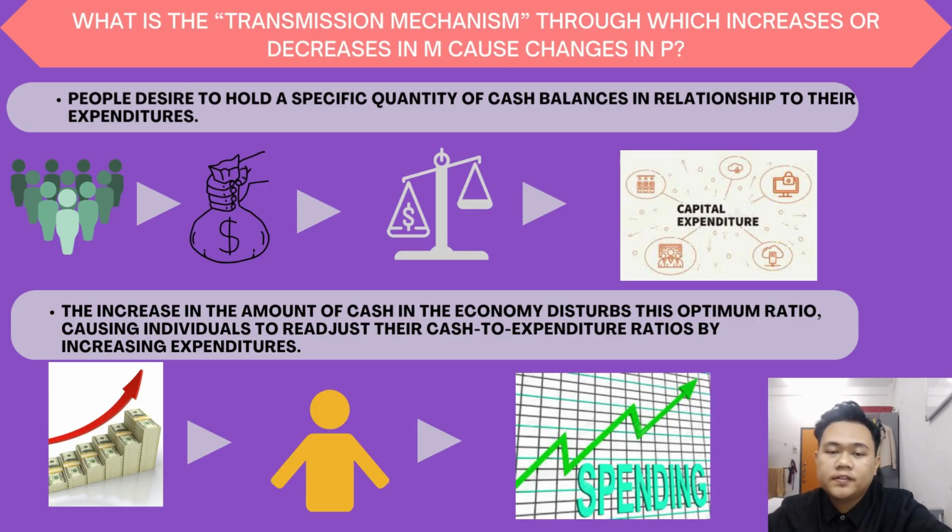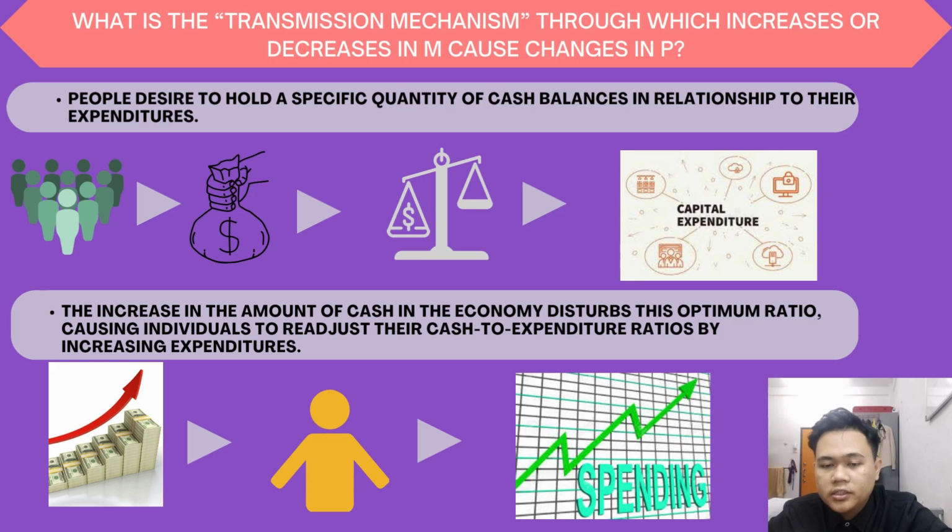Okay, we move to the next slide. What is the transmission mechanism through which an increase or decrease in M causes a change in P? Firstly, people desire to hold a specific quantity of cash balance in relationship to their expenditure. So people choose to hold their money to balance the relationship between their cash and expenditure, so they can spend more on expenditure such as services and goods.